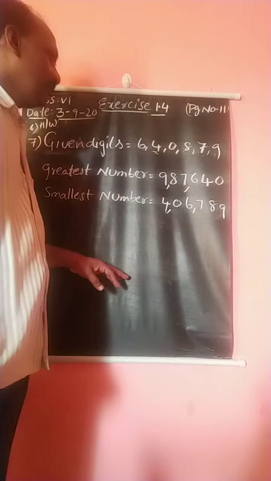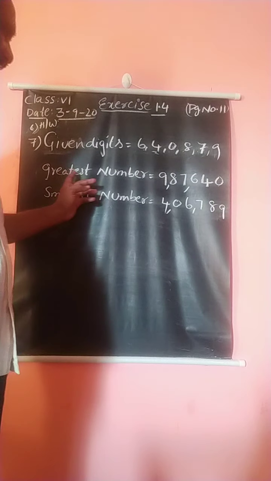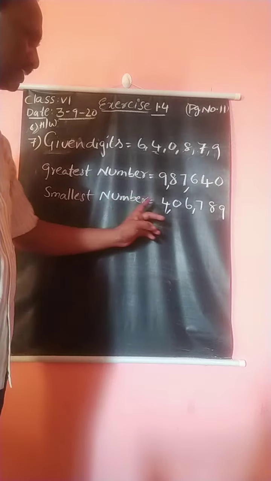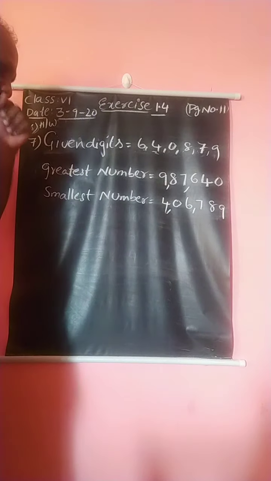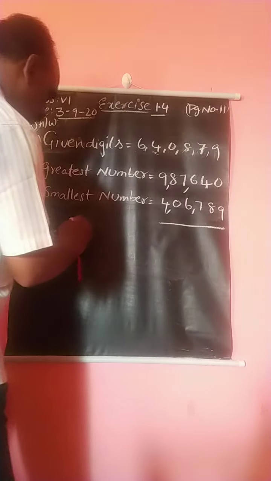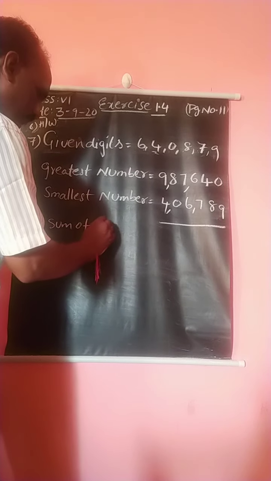4,06,789. By using all 6 digits, what is the greatest number? 9,87,640. And what is the smallest number? 4,06,789. Now add those two numbers, it is asking. Now addition. Sum of numbers.